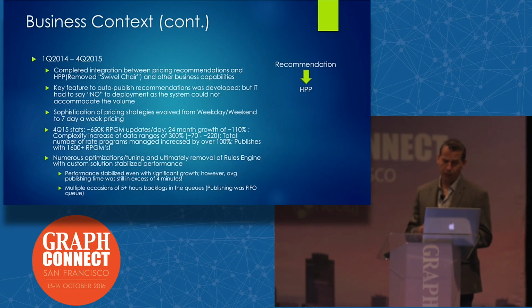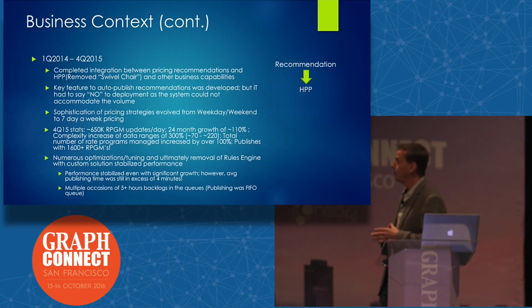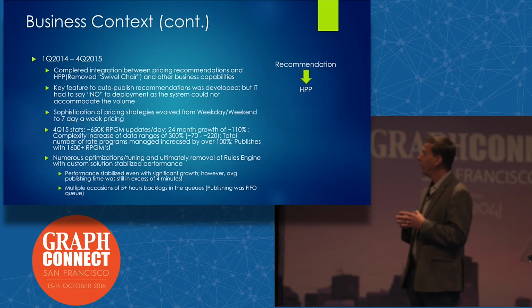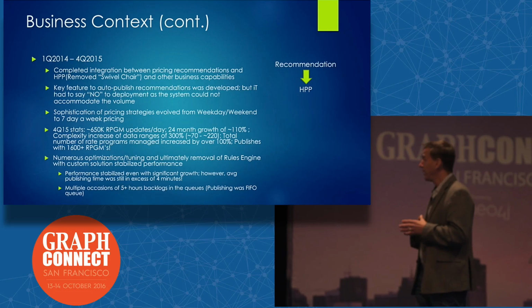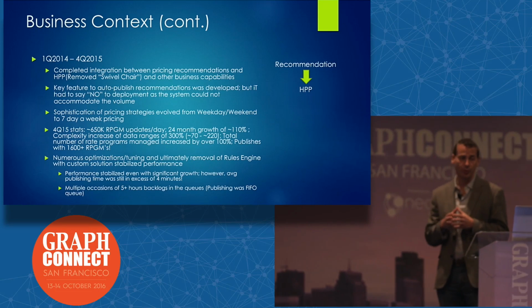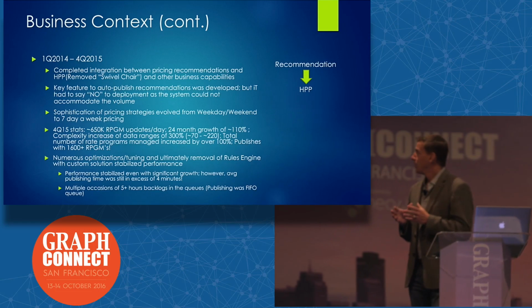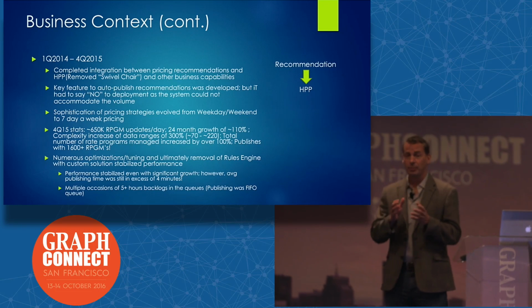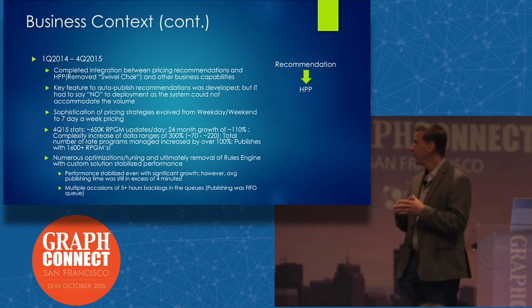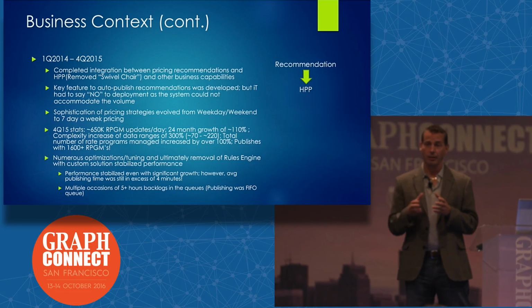At the end of fourth quarter 2015, we were processing 650,000 rate program updates per day from the properties that we have. That represented a 24-month growth of 110% from the fourth quarter of 2013. The complexity also increased because we went from an average of 70, theoretical was 104, but they were averaging around 70. We also saw about a 300% increase in the complexity.